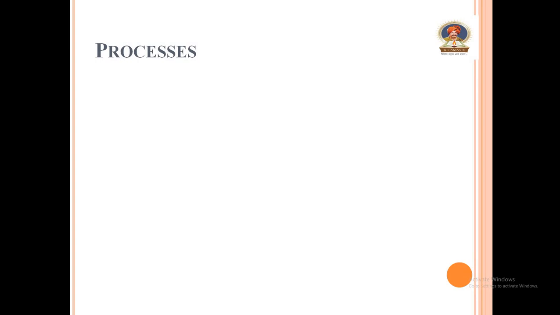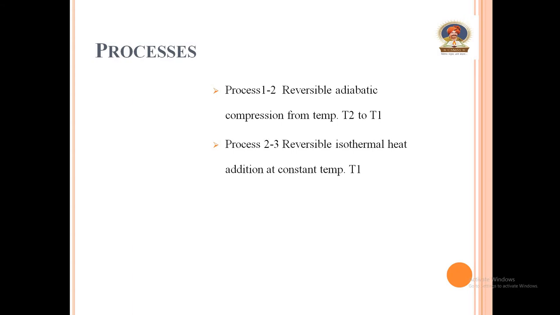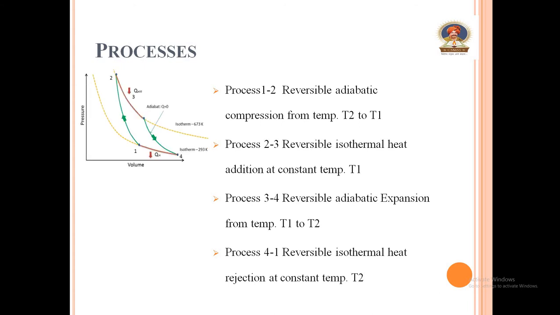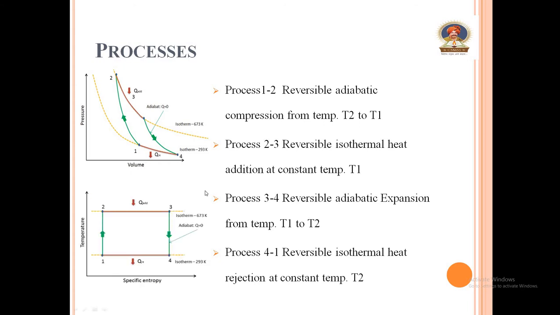So you'll see the processes involved in this cycle. First process is reversible adiabatic compression from temperature T2 to T1. Process 2 to 3, reversible isothermal heat addition at constant temperature T1. Process 3 to 4, reversible adiabatic expansion from temperature T1 to T2. And process 4 to 1, reversible isothermal heat rejection at constant temperature T2. Now in the figure we'll discuss these processes.